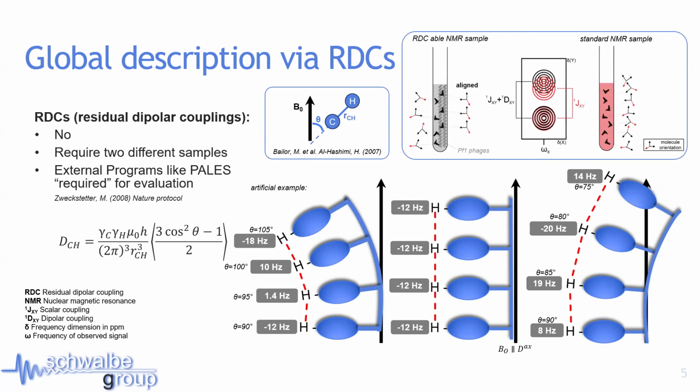We can circumvent this by using RDCs, similar to proteins as well. In our cases, we mostly use Pf1 phage as an alignment medium, and the great thing about RDCs is that they are very sensitive to the overall fold of your structure. The proton is very sensitive to its angle compared to the alignment vector of the sample, and therefore we can really easily distinguish using RDCs between three different global folds, for example. So combining NOEs and RDCs is already great.